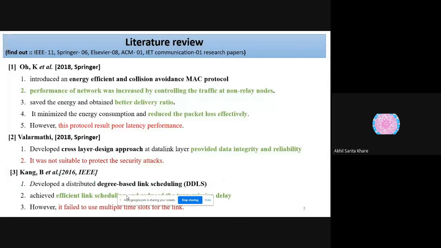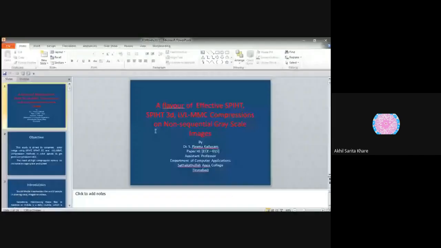I have also gone through 11 IEEE and Springer and a number of research papers, and I identified the gap in the network. One develops an energy efficient collision mechanism where network performance increases by controlling traffic, but this protocol results in poor latency performance. Second is Volsimati, published in 2018 in Springer, but the problem is it was not suitable for security attacks.